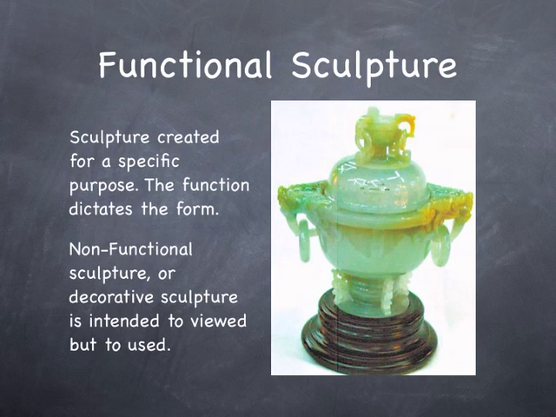Last thing is functional sculpture. Functional sculpture is when you create sculpture for a specific purpose. The function dictates the form. This is an urn. This was meant to hold some kind of precious material. But also, the artist who created this jade urn realized that just because it was meant to hold certain objects, doesn't mean that the outside can't be beautiful. Non-functional sculpture or decorative sculpture is intended just to be viewed and not to be used.